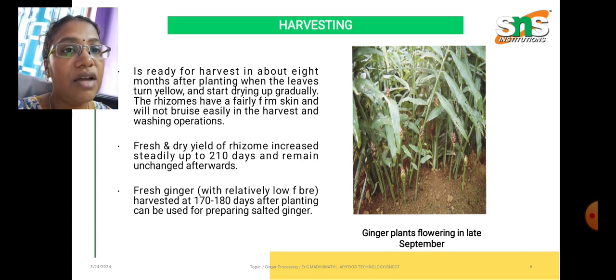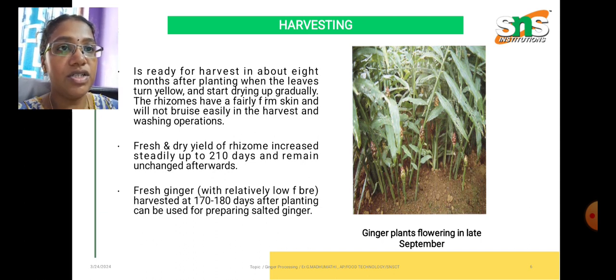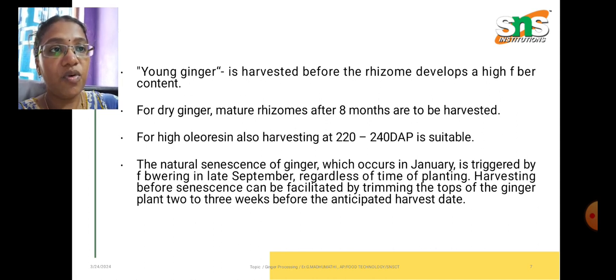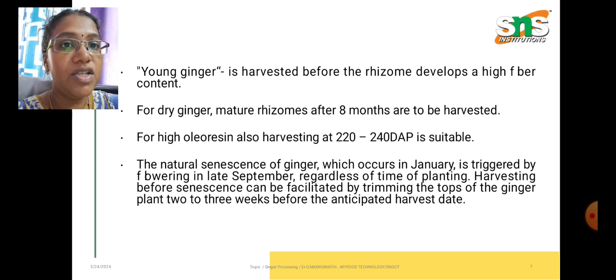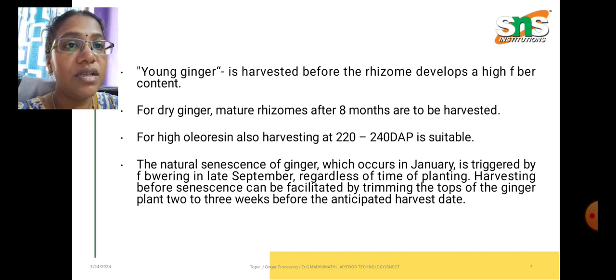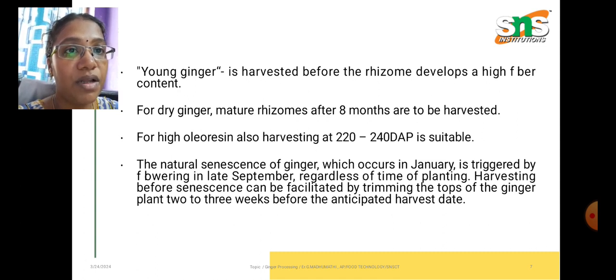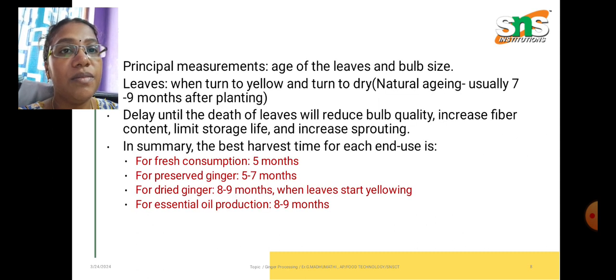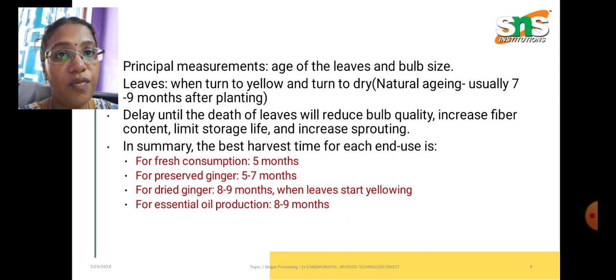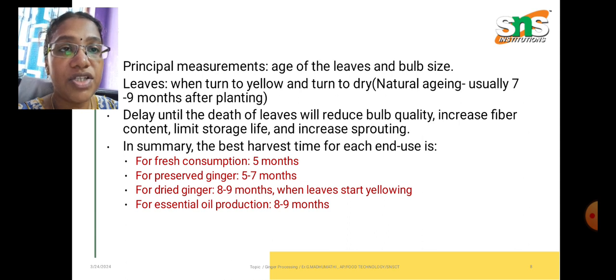Fresh ginger harvested at 170 to 180 days after planting can be used for preparing salted ginger. Young ginger is harvested before the rhizome develops a high fiber content. For high oleoresin, harvesting at nearly 220 to 240 days after planting is suitable. And for dry ginger, the mature rhizomes after 8 months have to be harvested. The principal measurements by which we detect this are the age of the leaves and the size of the bulb. We can judge that the ginger has attained harvest stage.